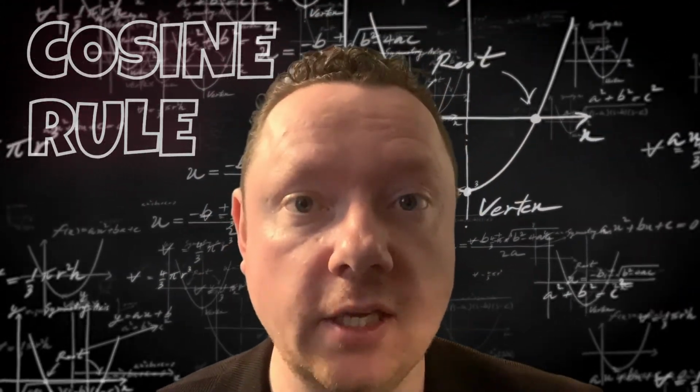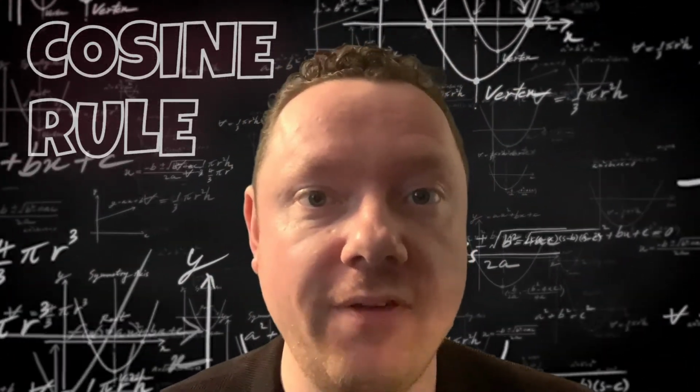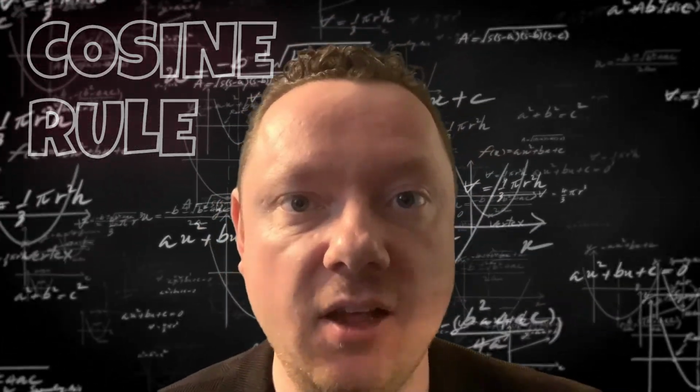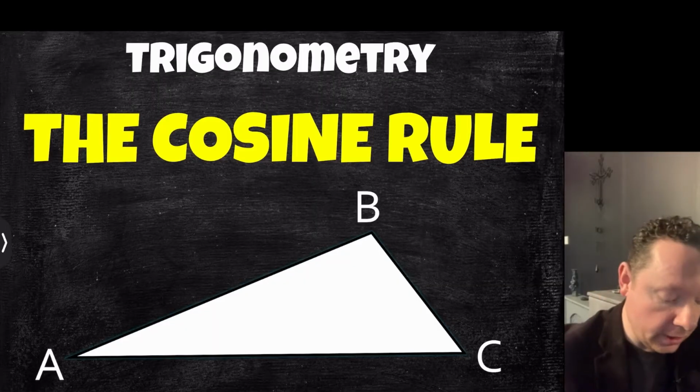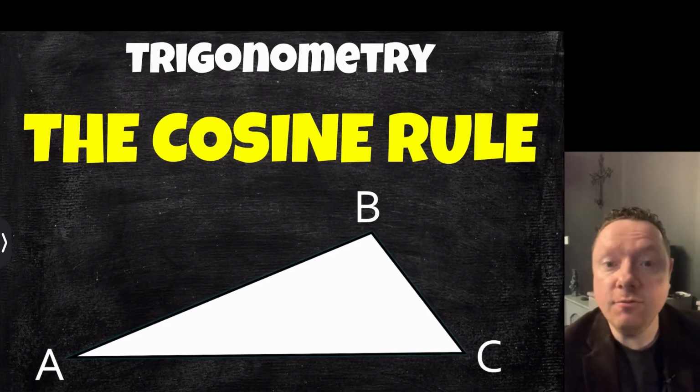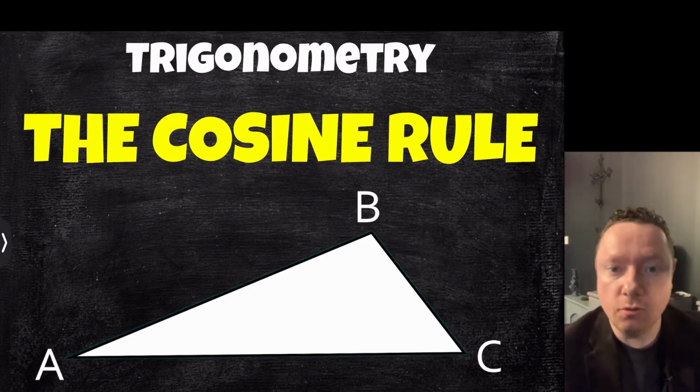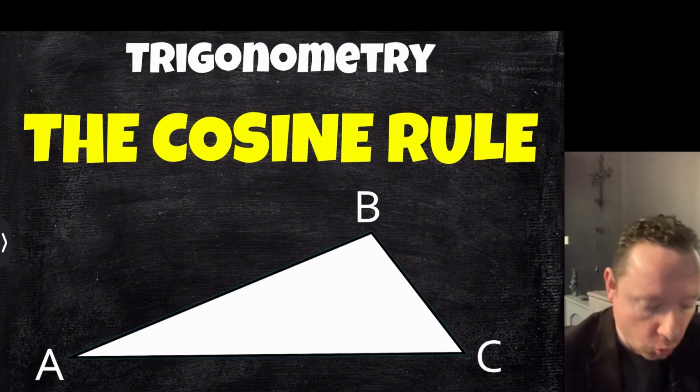Today we're going to do the cosine rule. We're going to learn how to find the angle, how to find a side. Let's get straight into it right now. The cosine rule is used in triangles to find lengths or angles, and I'm just going to go straight into the formula for the cosine rule.